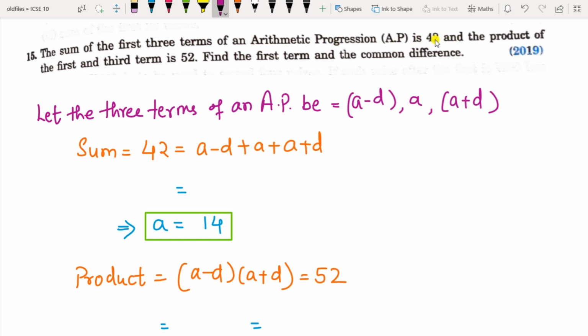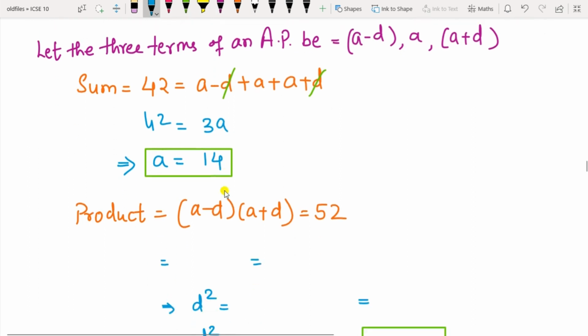Now their sum is 42, so add all of this, you get 42 here. So from this, plus and minus d will be cancelled. So here you have 42 equal to 3a. So a will be equal to 14. You got the value of a in this case.